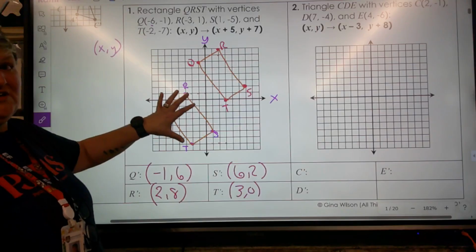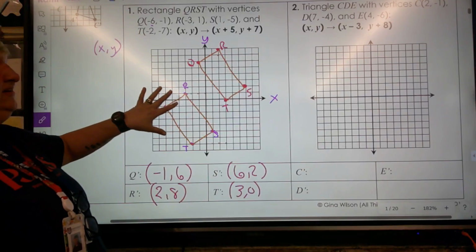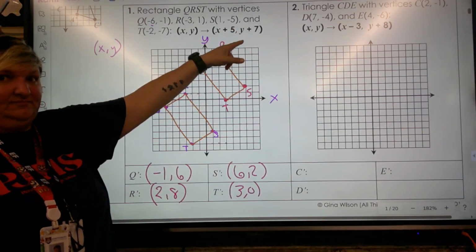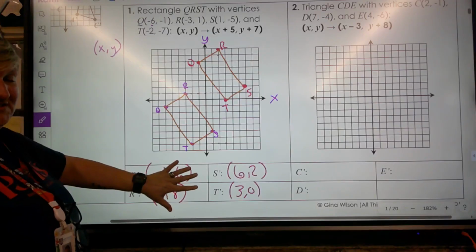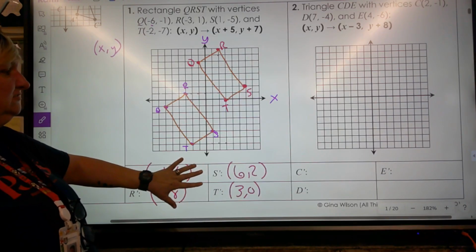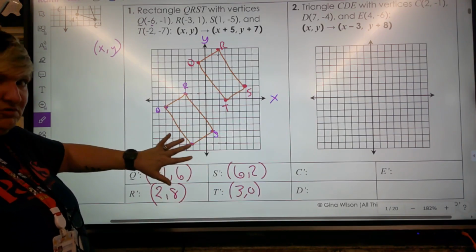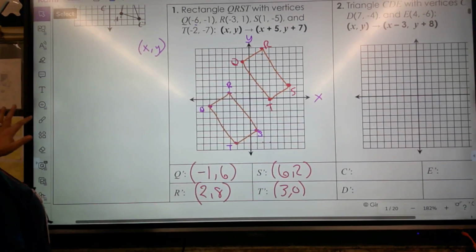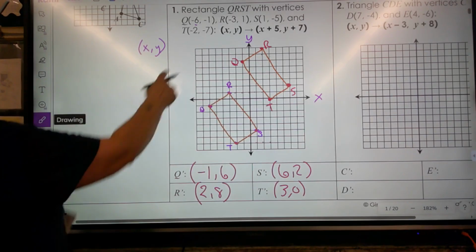You could have literally counted every single point and moved it. Right 5, up 7. And then wrote down your new coordinates. What if I told you there was an easier way to do it? If this is easier for you, do it this way. All right? But just so you'll know, right?